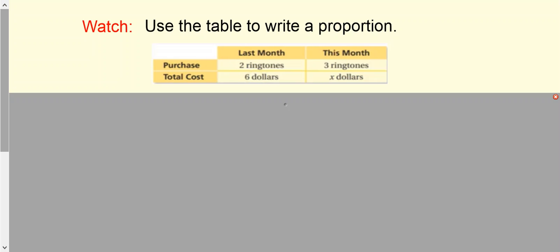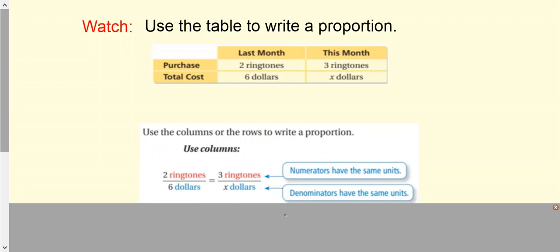In this first slide, I would like you just to watch as I use this table to write a proportion. This lesson is just focused on writing proportions. We're not solving them, we're just focusing on using information to write proportions. In this table we have two different months' worth of purchasing ringtones. Last month we bought 2 ringtones for $6, and this month we bought 3 ringtones, but we're not sure about the cost. If we want to create a proportion, we can do it in two ways.